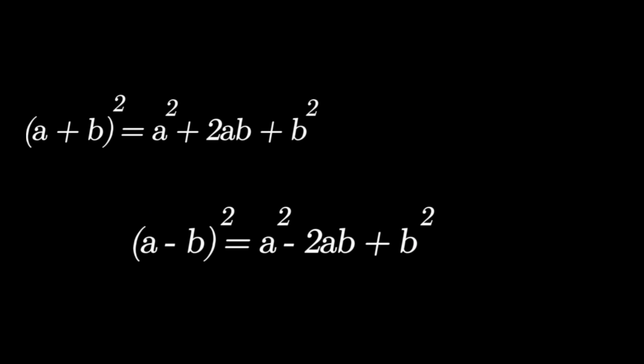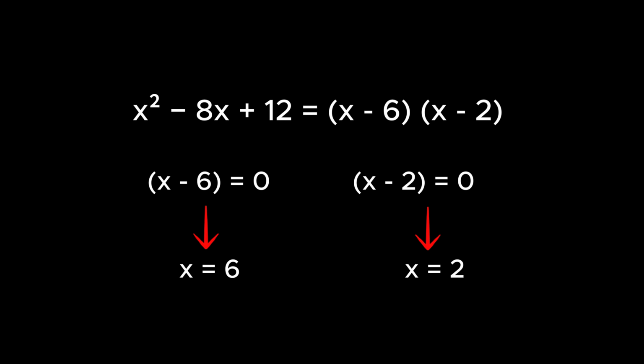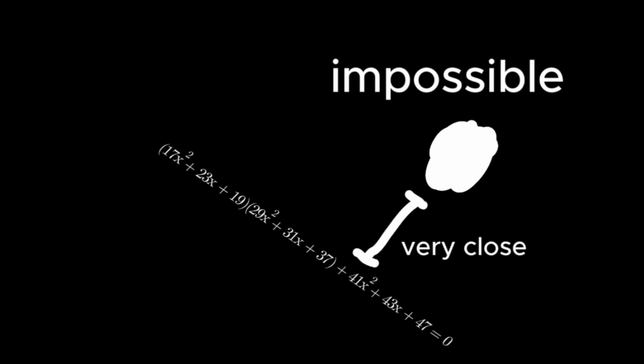The second, third, and fourth formulas tell us that we can rewrite these equations by factoring them into smaller parts. We can then put each of them equal to 0 and solve them separately. There is a twist here though. Not every equation will be this simple. They can also look like this, which are close to impossible to factorize.